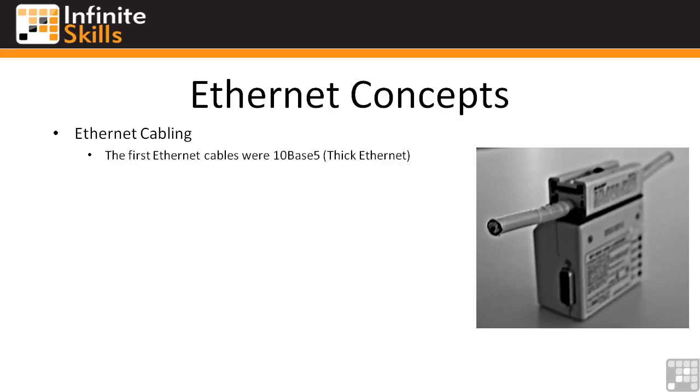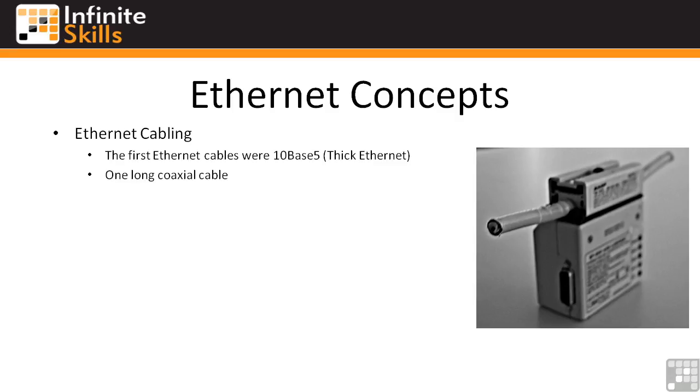Way back in the dark ages, the very first Ethernet cables were 10Base5, referred to as thick Ethernet, and I've got a picture of it here. People that I know that have worked with this basically called it a frozen garden hose because that's about how pliable this particular networking topology was.